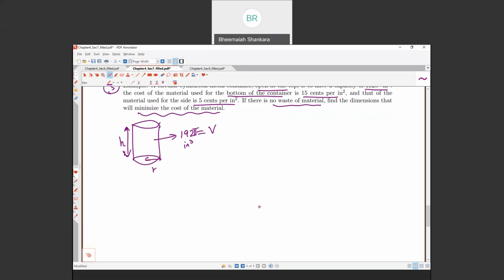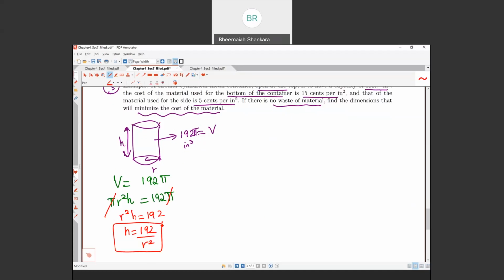So first you want to write the volume expression, which is 192 pi. The formula for a circular cylinder, the volume formula, will be pi r square h. So equate that with 192 pi. You will be able to cancel these pi's, and all you have is r square h equal to 192. So you can say h is 192 divided by r square. So you have derived a formula for h. So this is your step 1.